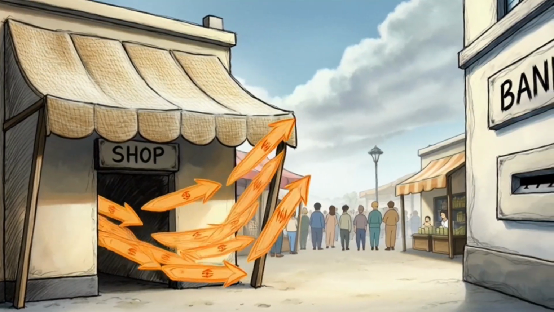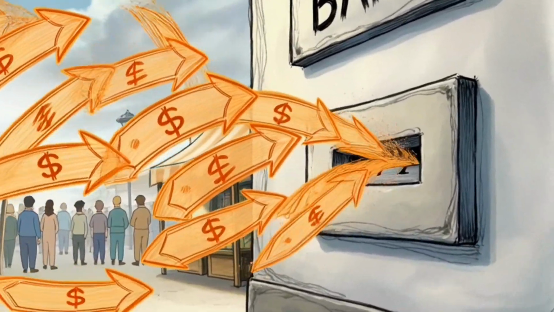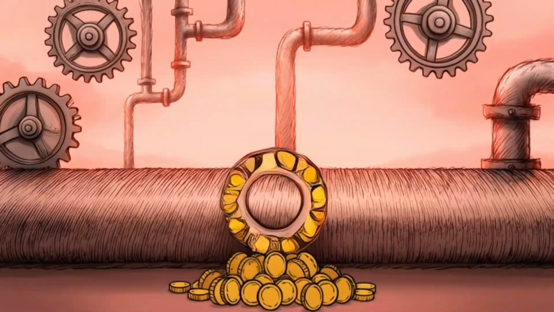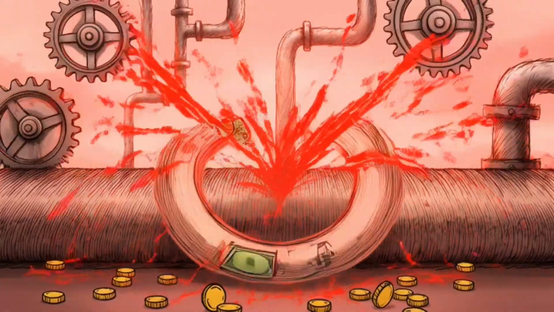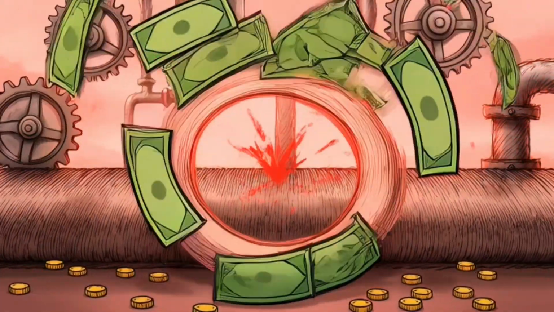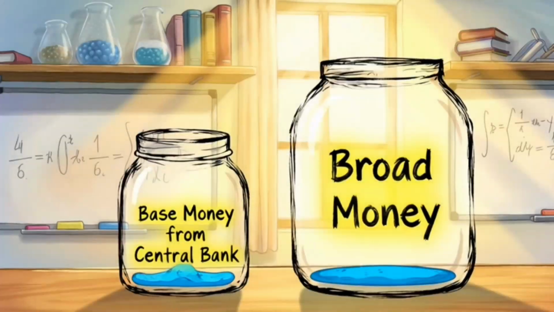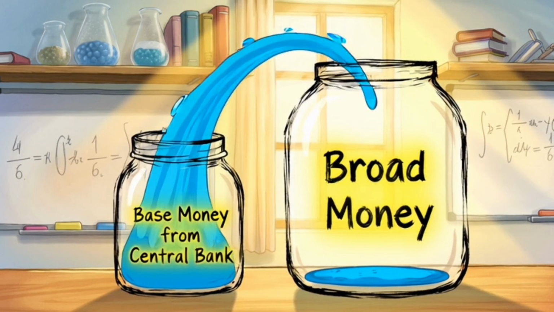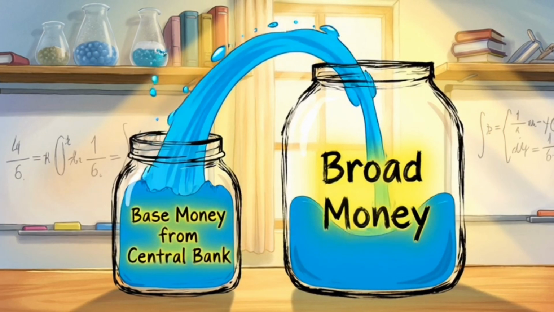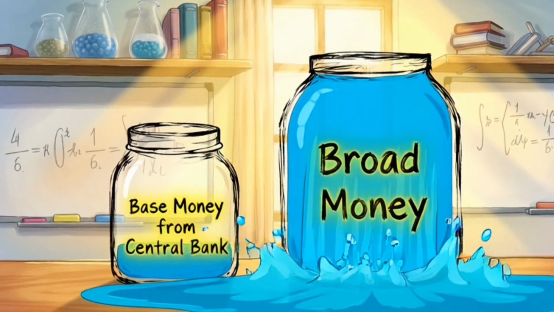That borrowed money is then spent in the economy and eventually deposited into another bank. That bank then keeps a fraction of the new deposit and lends out the remainder again, repeating the cycle and multiplying the original amount of money several times over. This is why economists distinguish between base money, which the central bank creates directly, and broad money, which is the total amount circulating after bank multiplication.